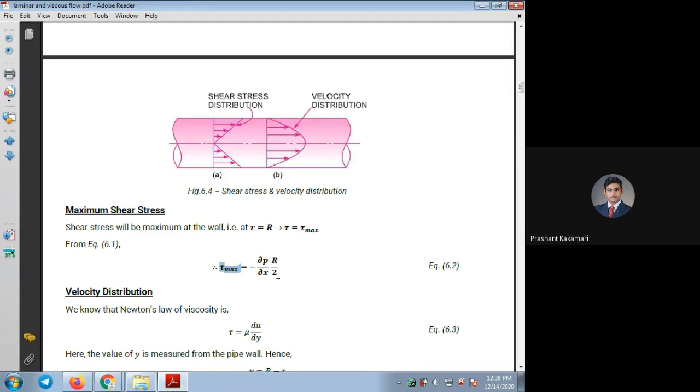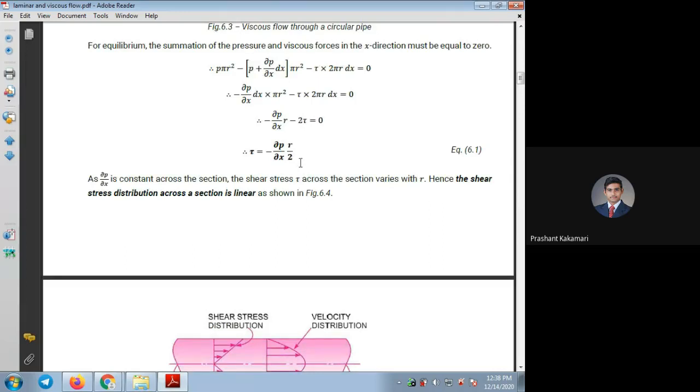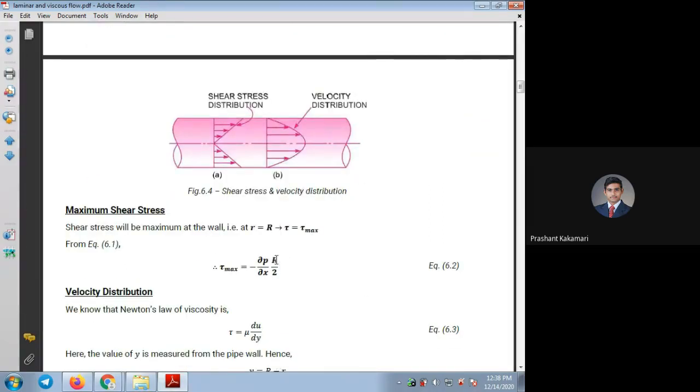It is the same line as this equation only. The small r is for the small element. This one is taken for defining what the shear force will be at the complete inner surface of the pipe. So it will be maximum. To indicate that maximum, we have written tau max.